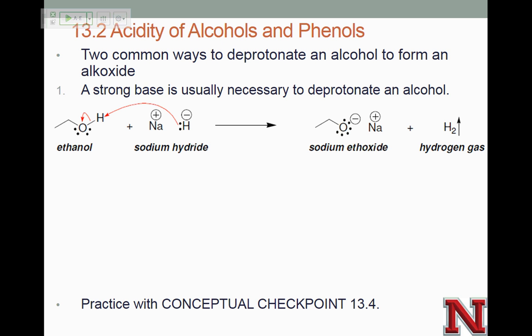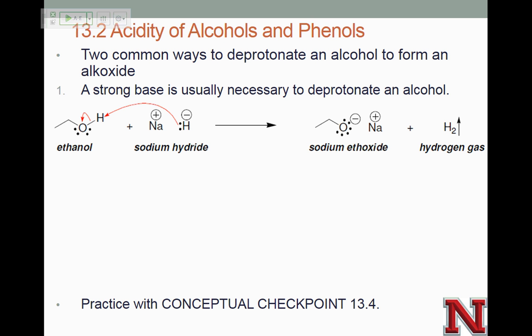We can get 100% yield with this kind of reaction because the process of H2 gas forming and the fact that hydride is so reactive will really drive the reaction forward, and we can get ethoxide very easily. We won't get as strong of a product if we just use something like sodium hydroxide, because the difference between our OH negative and our R group oxygen negative isn't that different. So we're going to have a big equilibrium. So here we're forcing that equilibrium forward.